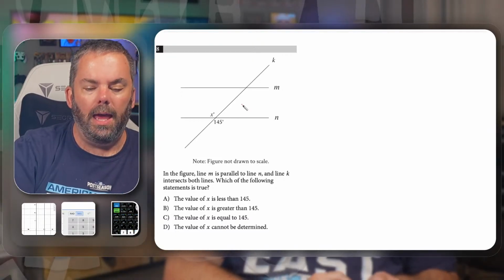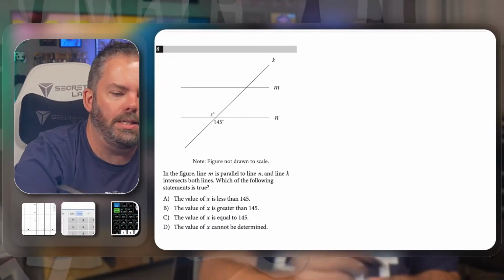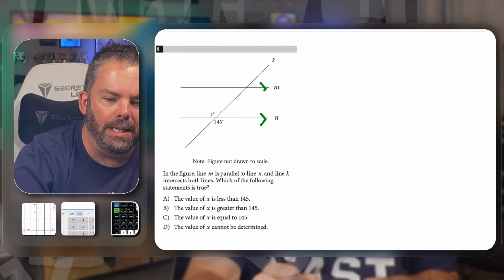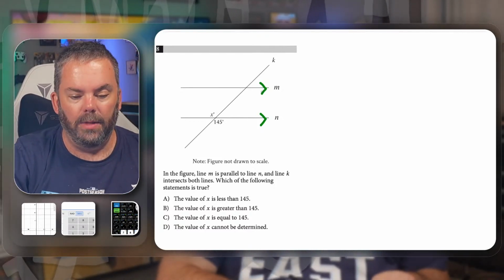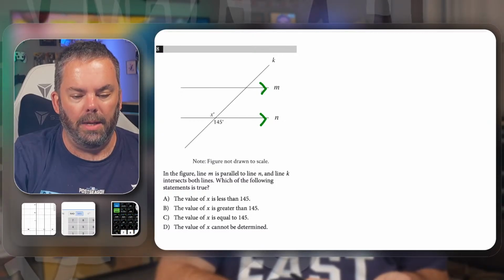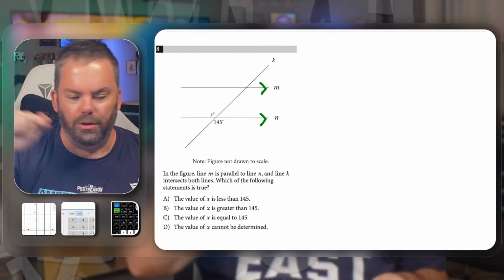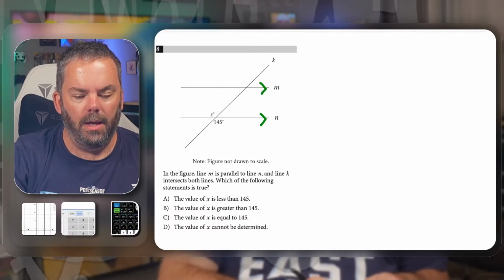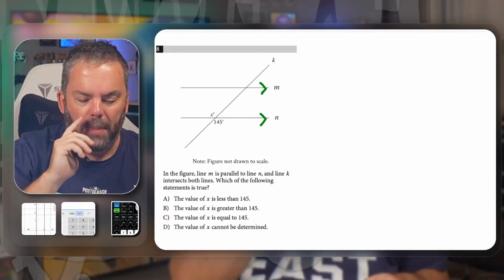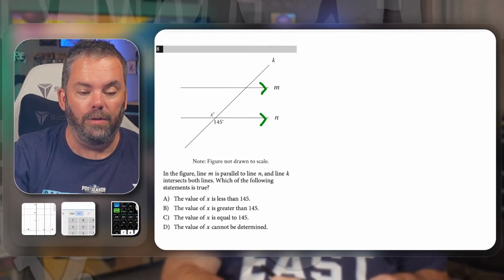So let's see. In the figure, M is parallel to N. So once again, these are parallel lines. So I'm going to make my little parallel symbols like we would in a geometry class. I just want to be a good boy. Okay, so M and N are parallel. Line K intersects both lines. Which of the following must be true? And it's asking us to compare X and 145.